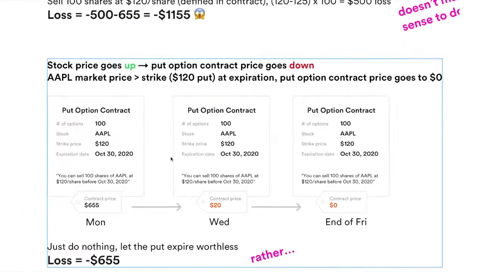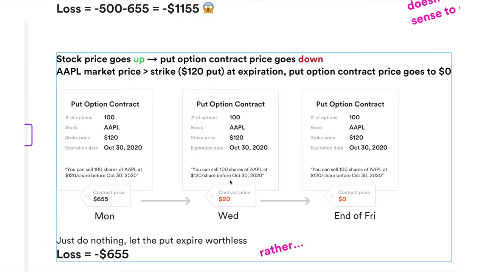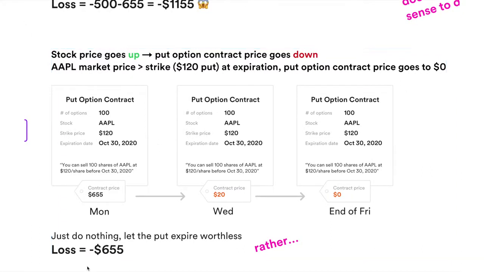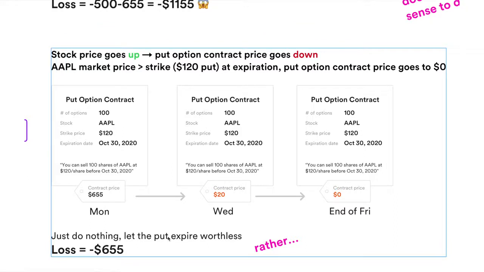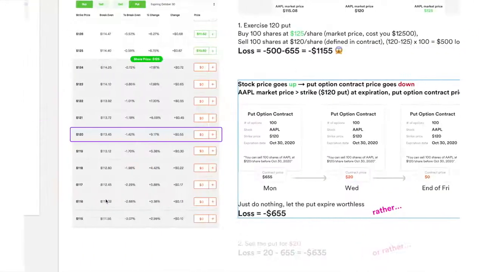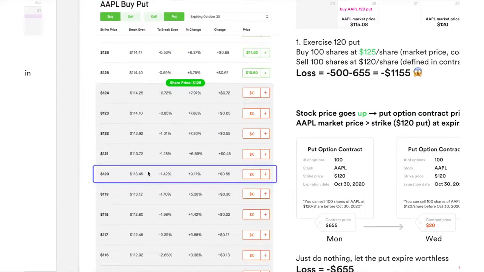So if you can see this illustration, on Wednesday, because Apple goes up, the put option contract price will go down from, for example, 655 all the way down to 20, not 0 yet, on Wednesday. And on Friday, it goes to 0, just like this explains, right? So you can just do nothing. Let your put option contract expire worthless, because at that point, there's no advantage of using it at all. So all you lose in this case is $60.55, which is the amount you paid for the put option contract on Monday.